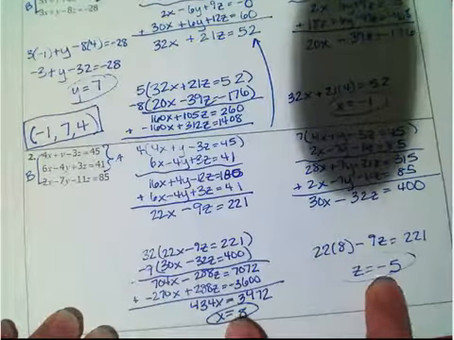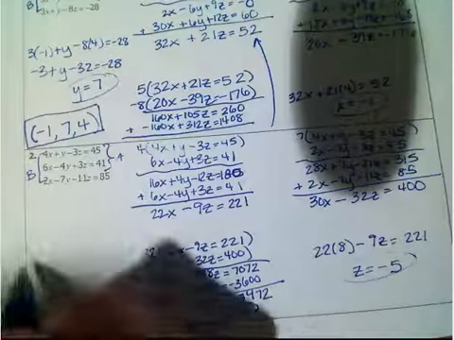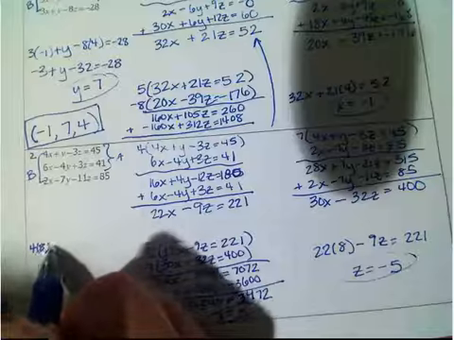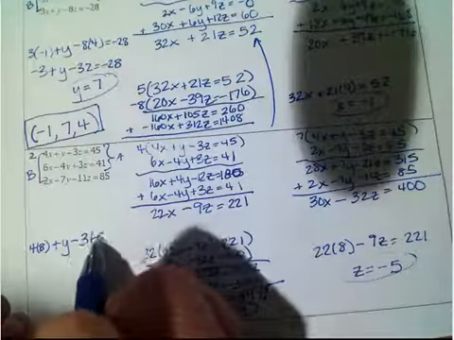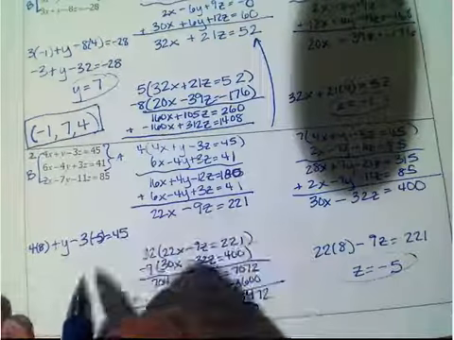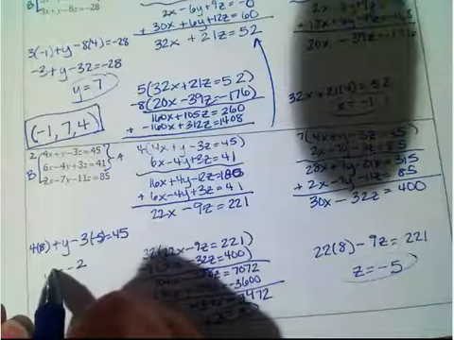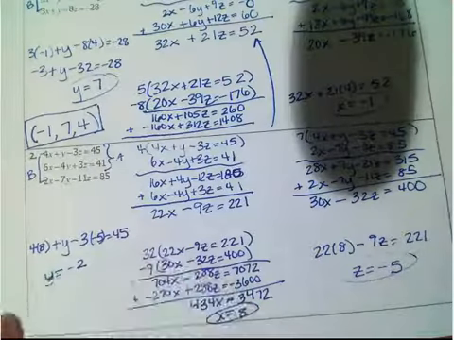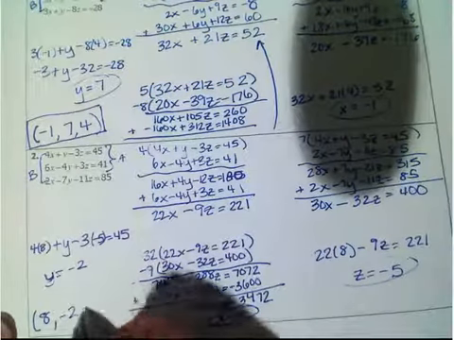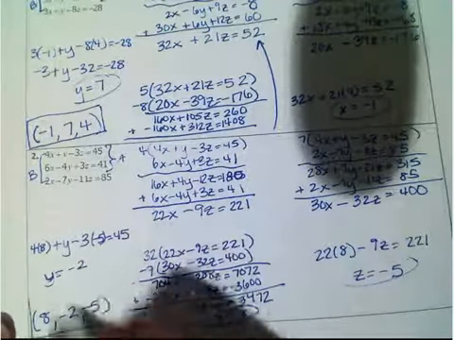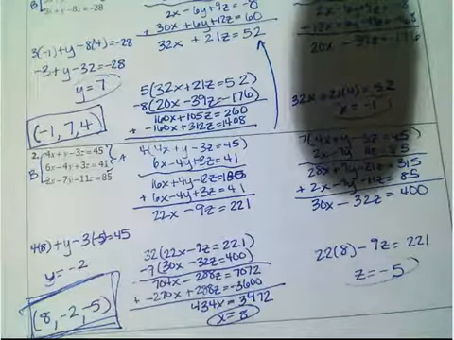I now take both my x and my z, plug them back into one of these to solve for y. I'm going to choose the first one. 4 times 8 plus y minus 3 times -5 equals 45. We simplify. We should get y equal to -2. Putting that all together, I write x, y, z. And that is my answer to my system.